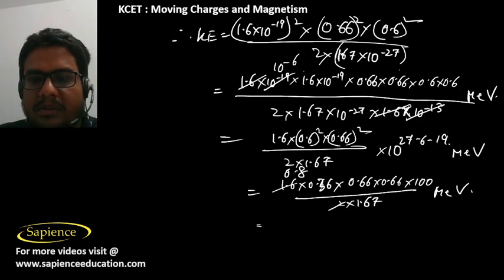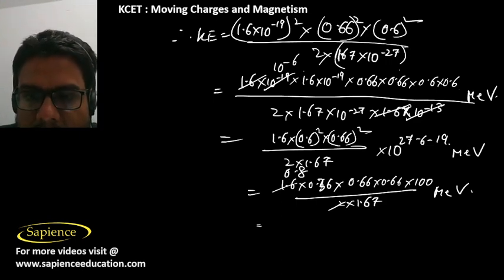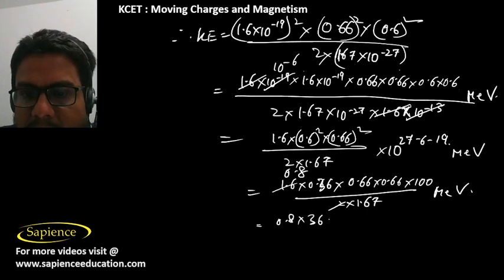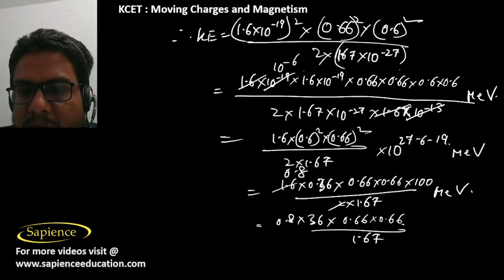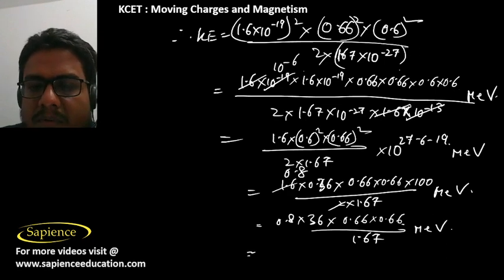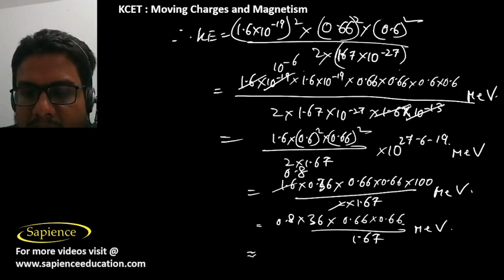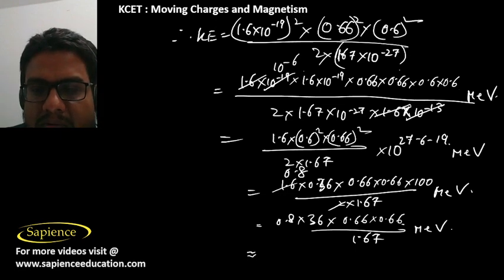So this will be approximately 0.8 into 36 into 0.66 into 0.66 divided by 1.67 mega electron volt. So 0.66 is approximately 2 by 3, and 1.67 is approximately 5 by 3.